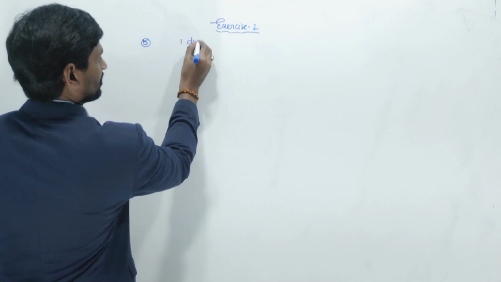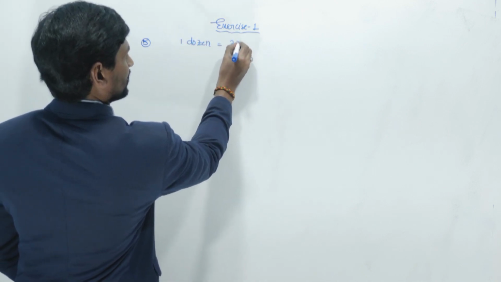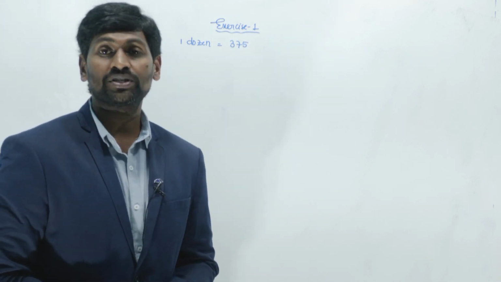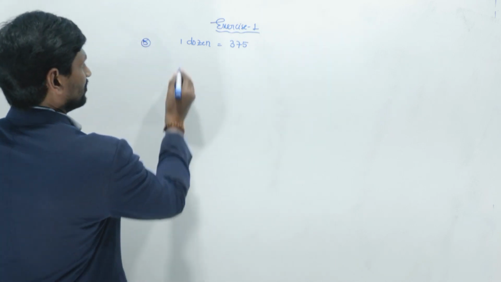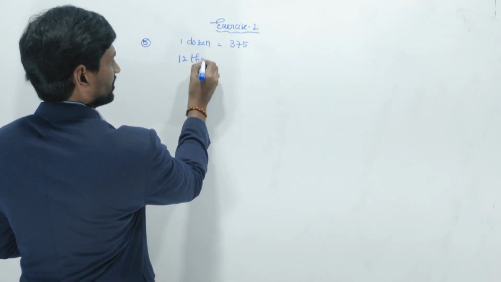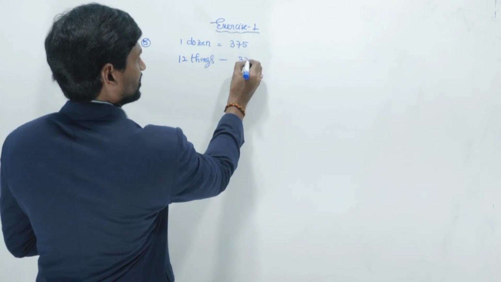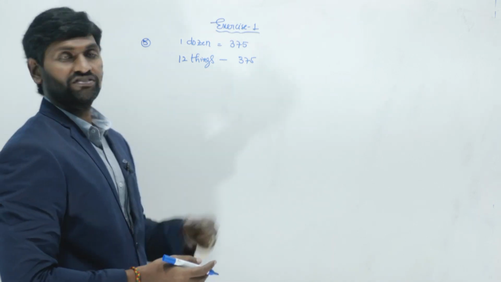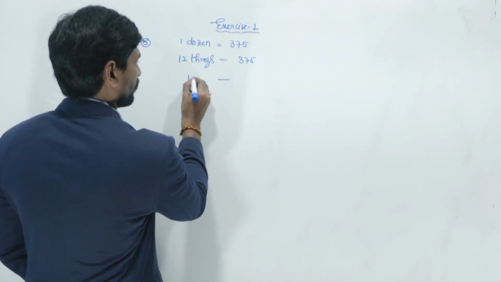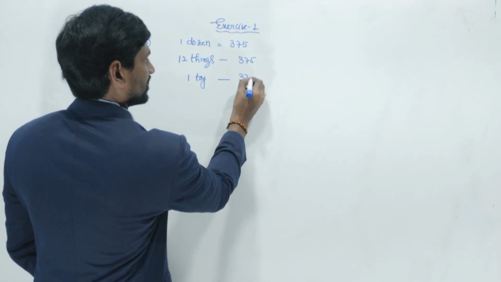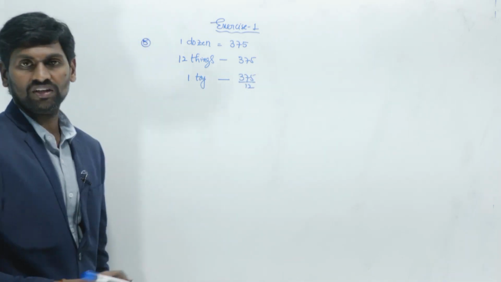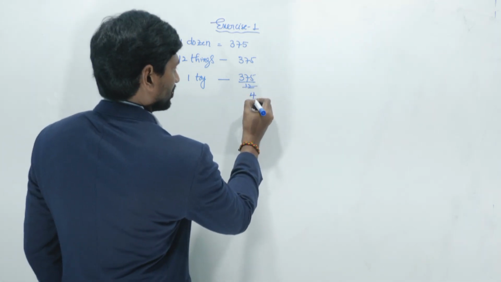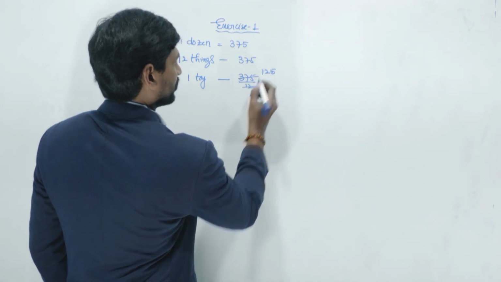One dozen cost is 375 rupees. Dozen means how many things? 12 things. So 12 toys cost is 375 rupees. One toy cost is nothing but 375 by 12. Now let us try to cancel in 3 table. 3 fours, 3 12s are 36, 125 by 4.